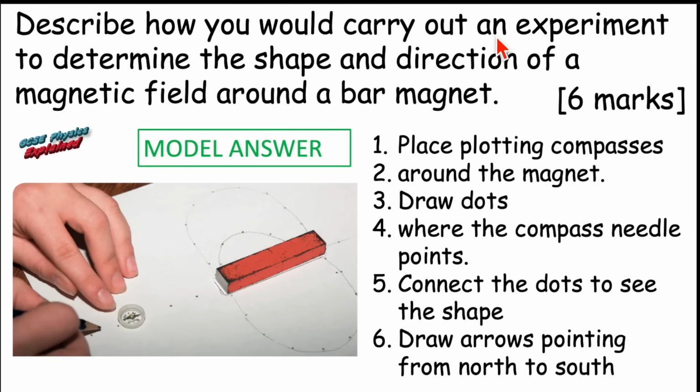Describe how you would carry out an experiment to determine the shape and direction of a magnetic field around a bar magnet. 6 marks. You must have done this at school with your teacher. For 6 marks, you basically place plotting compasses around the magnet, draw dots where the compass needle points. Connect the dots to see the shape, and draw arrows pointing from north to south to finish it off, just like the picture shows here.